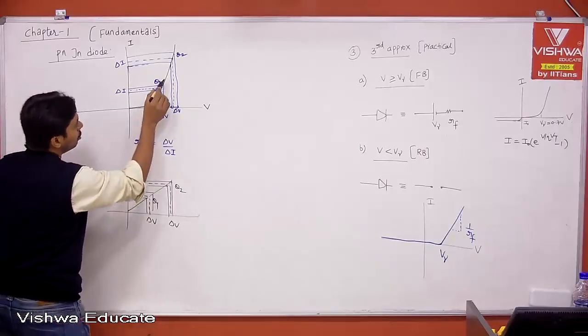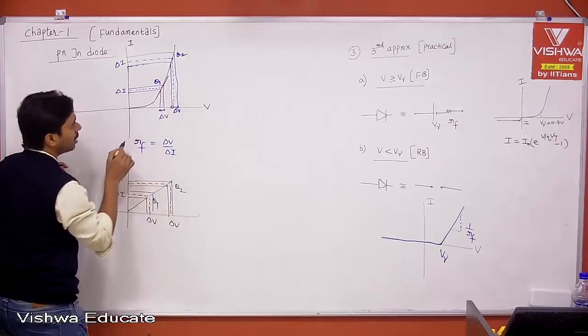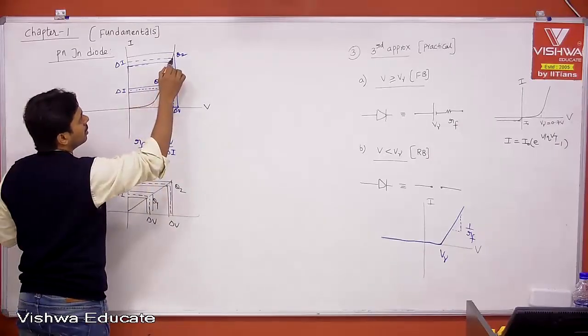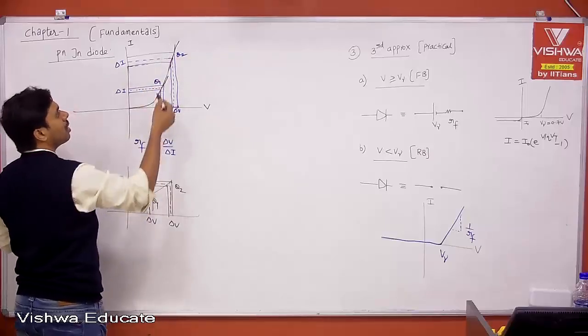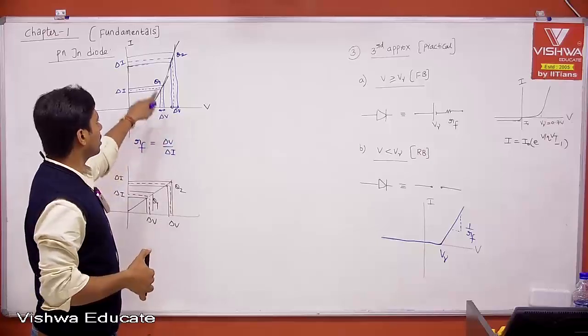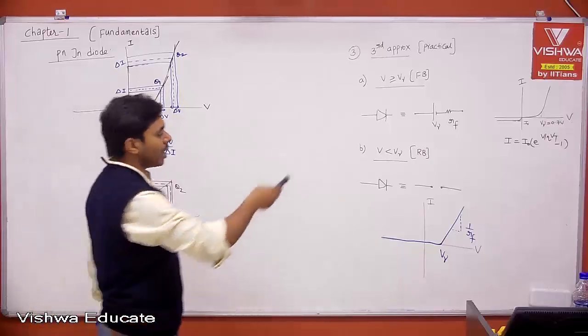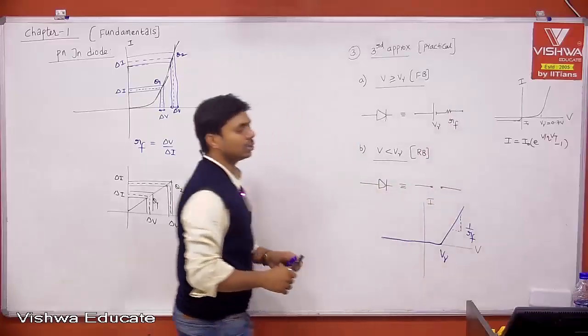If you ask me, the slope of the curve at this operating point Q1 is nothing but this straight line, and the slope of the curve at this other operating point is nothing but this. Are both having the same slope? No, both are not having the same slope. Therefore, our dynamic resistance is a function of the operating point. That is the dynamic resistance. What is our operating point? That is what we need to calculate.